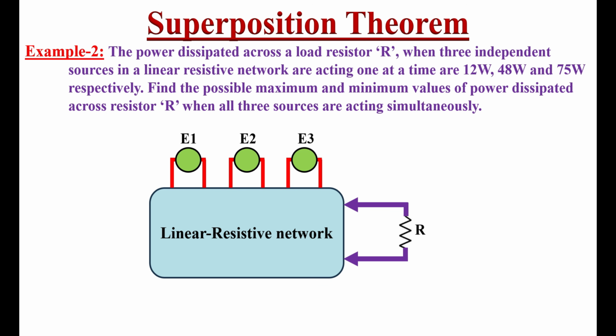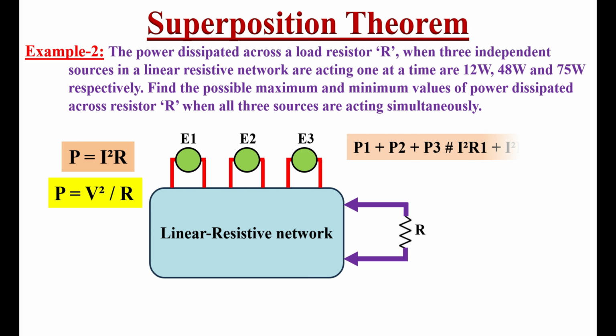Now we know our standard power formulas. P equals I square R. Otherwise, P equals V square divided by R. Since it is a linear network, we might be tempted to just use superposition on the power values themselves. But stop right here. This is a major trap.